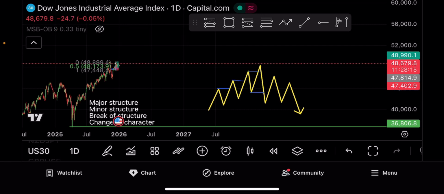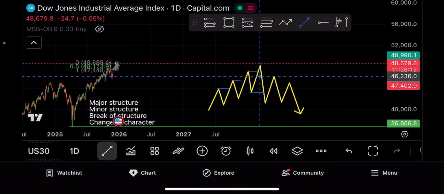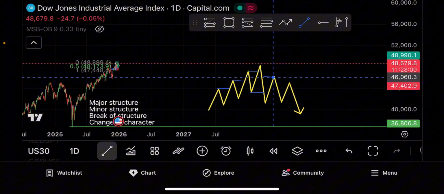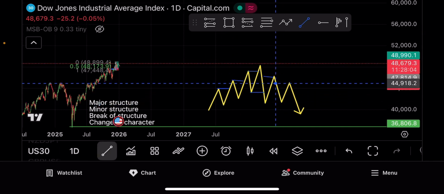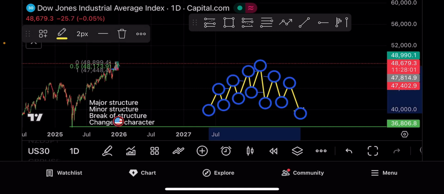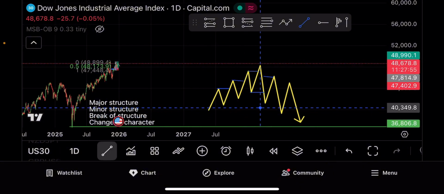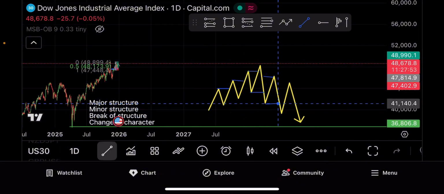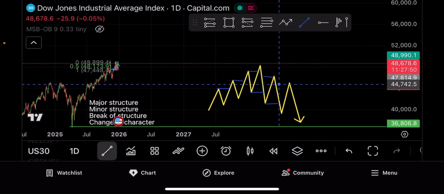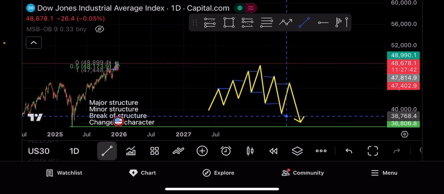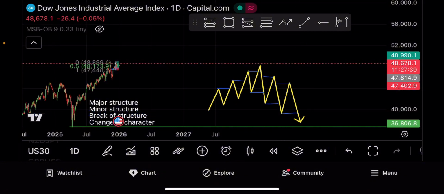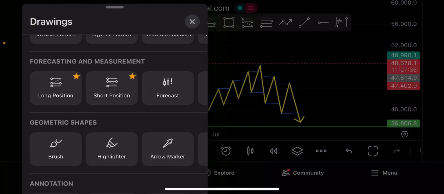So we have lower low, then this lower high here, then lower low, lower high, lower low, lower high. As you can see, change of character is what ushered in the change in the trend of the market. Do we get it now? I really hope we get it.